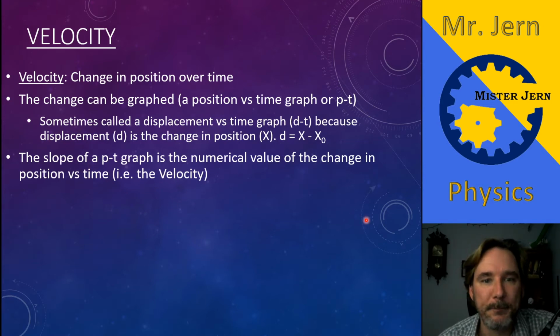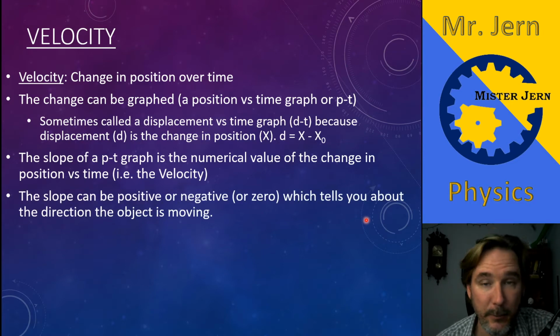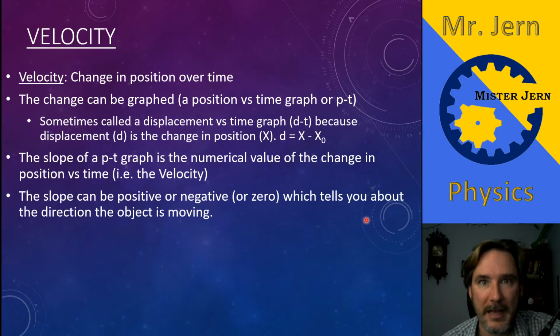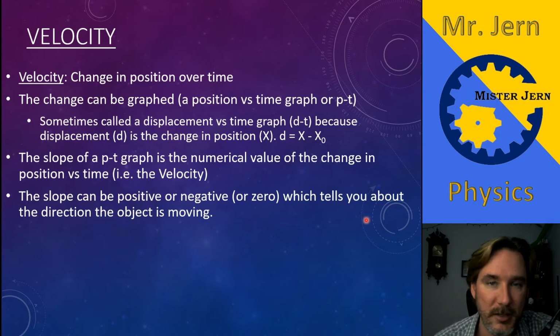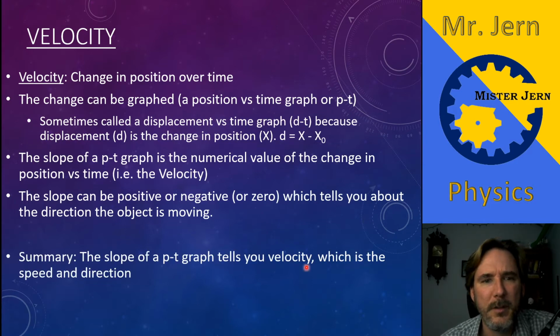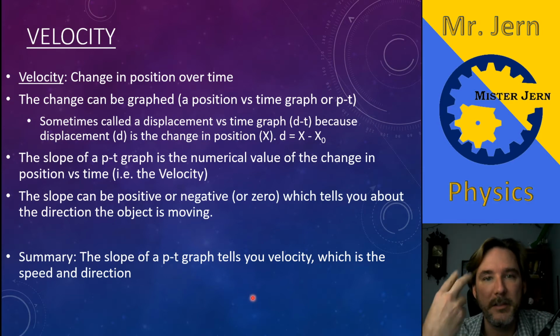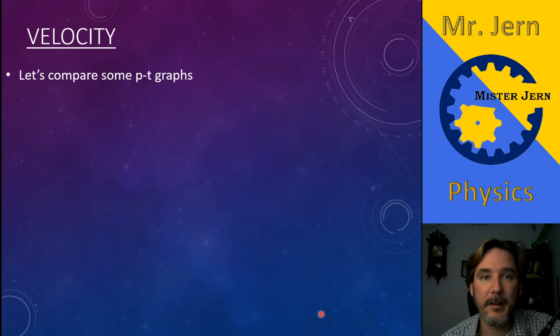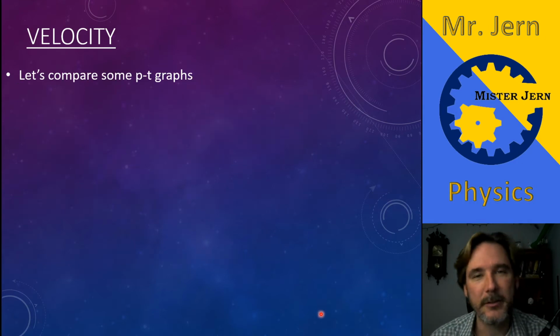So to keep going with that, the slope can be positive or negative or zero, because you could have a flat slope, in which case you're not changing your position. The velocity is zero, the slope is zero. Or it can be positive or negative, which tells you something about the direction that the object is moving. To summarize all this, basically the slope of a position time graph tells you two things. It tells you velocity, which is two things: the speed and the direction, okay? Velocity is speed and direction. Boom, done.